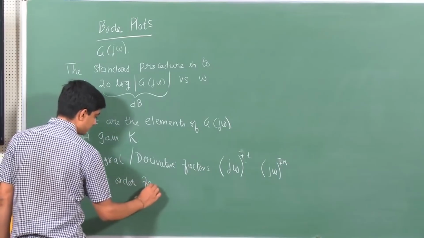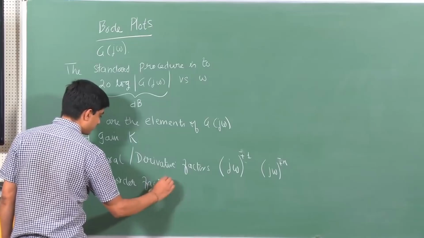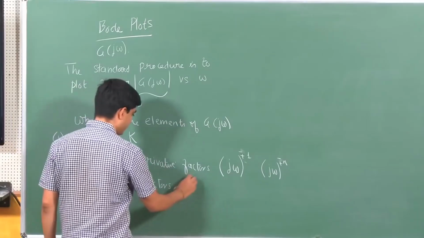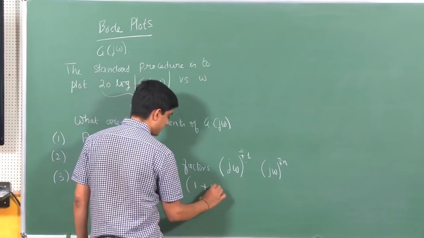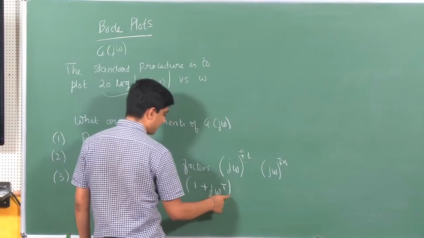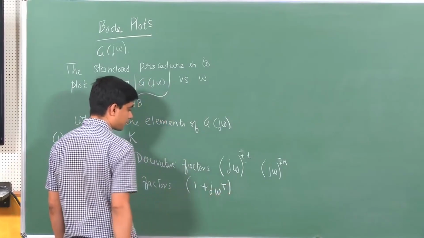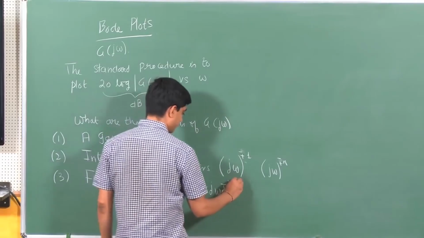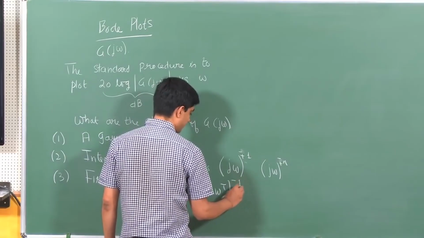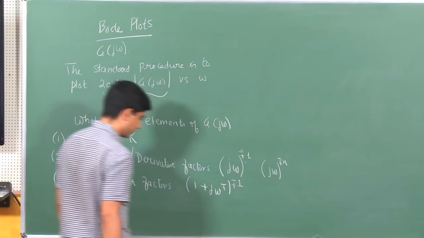Then there are first order factors, again both for the pole and the zero, and they would look like 1 plus j omega T. Remember, I want to write the transfer function always in the time constant form. It will be to the power minus 1 for a pole and plus 1 for a zero.